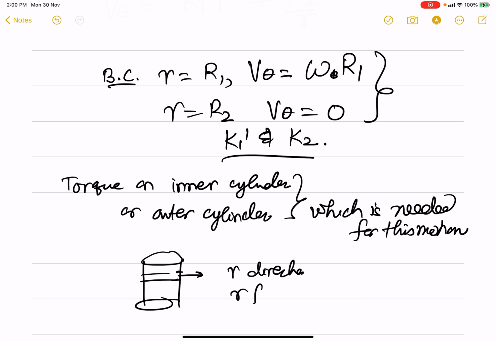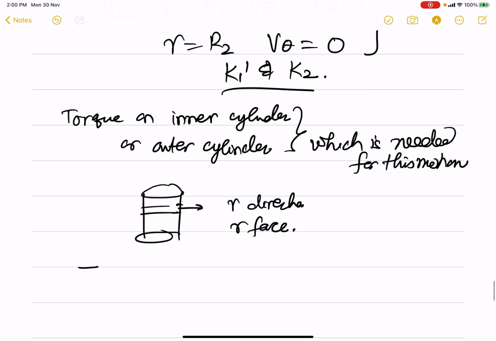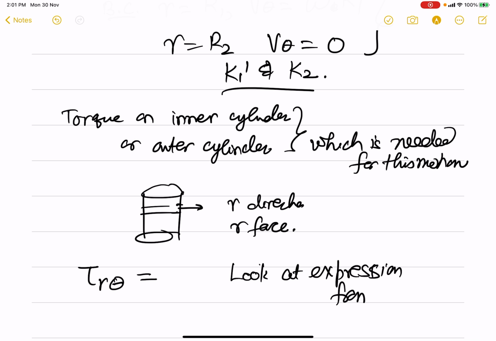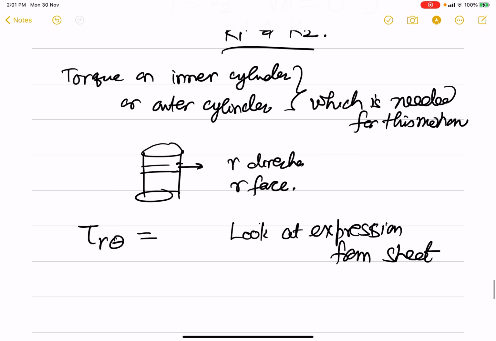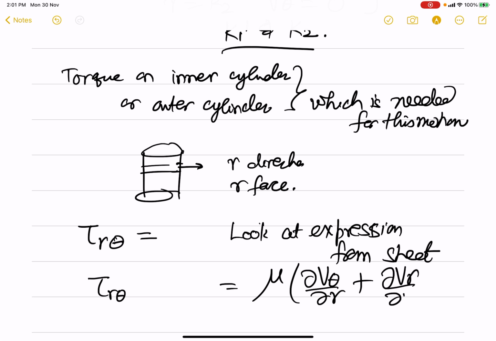So this is the r face. And the stress which we are talking of is tau r theta. For this we look at the expression, and again I will leave it for you to look at the expression from the sheet. Once you have this expression, then you take tau r theta, and this will be something like mu dv theta by dr plus dvr by d theta, but there will most likely be a 1 over r, and there may be some extra terms.